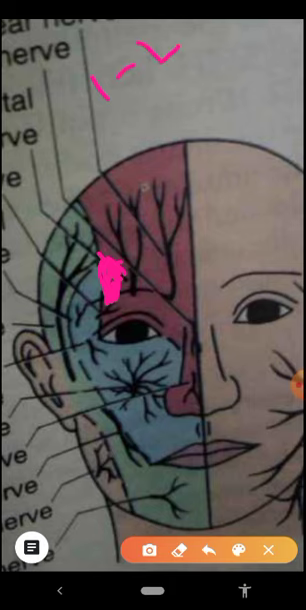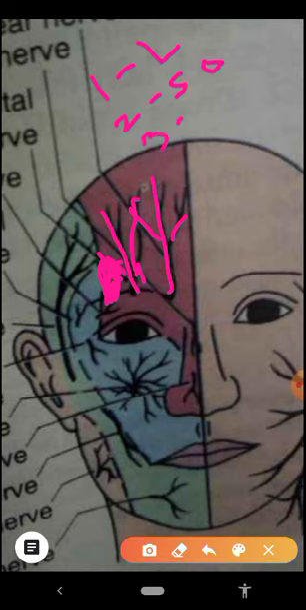The second one is the supraorbital. Supraorbital is supplying just next to the lacrimal, and this is the superior part of the orbit, so this is called the supraorbital. The third one is the supratrochlear. The part medial to the supraorbital is supplied by the supratrochlear nerve.